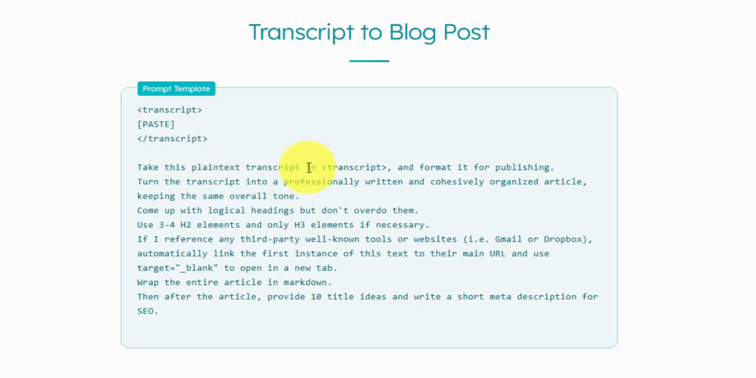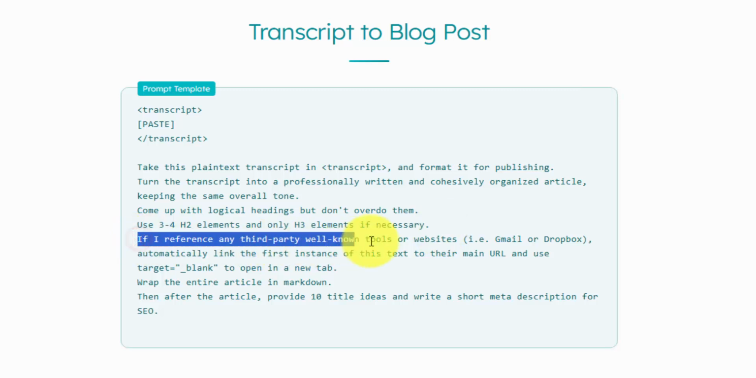So for this prompt, we're asking to turn this transcript and format it for publishing, make it professionally written and cohesively organized, keep the same tone overall as this transcript, come up with logical headings, but don't overdo them, use 3 to 4 H2 elements. And I do find, whenever you're going to do something with Markdown or at least a blog post where you have a specific format that you're looking for, I would include exactly how many elements you want of each type. You can expand on this a lot because if you don't, it will sometimes do a very boring looking blog.